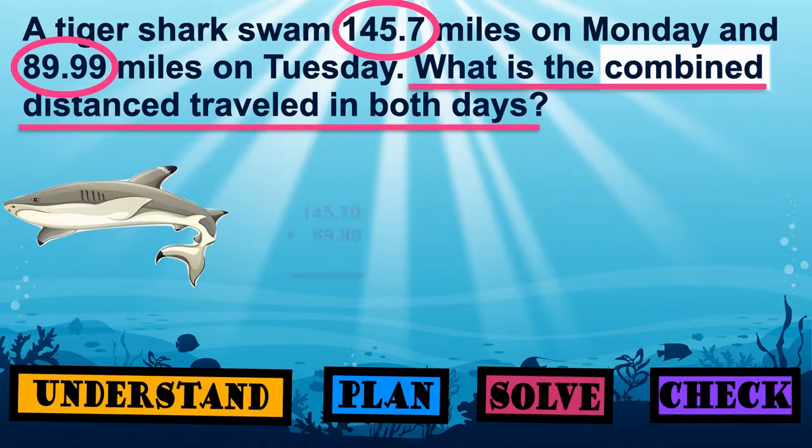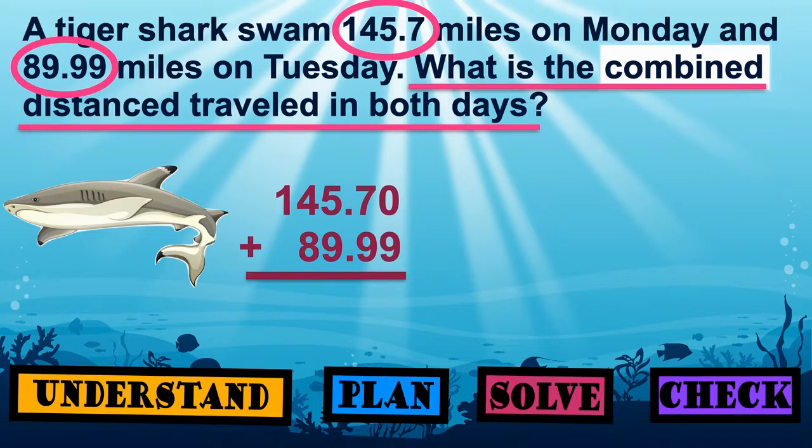When we solve, we set up our problem. Remember, when we're dealing with decimals, to line up our numbers by the decimal point. Now we can begin to add. 9 plus 0 is 9. I place that in the hundredths place. 9 plus 7 is 16. I put 6 in the tenths place and I place my 1 in the units place. 9 plus 5 plus 1 is 15. I put my 5 in the units place and I place my 1 in the tens place.